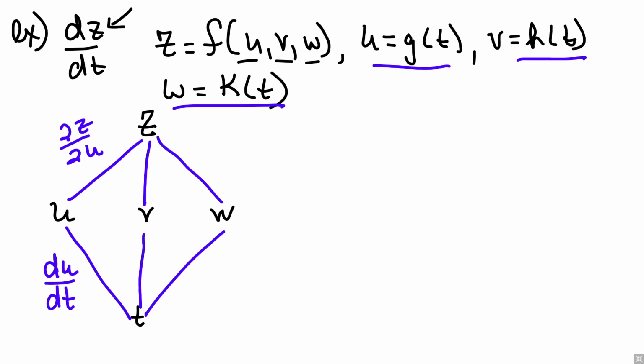Next, if I'm going from z to v, I'm going to do the partial of z with respect to v. Then when I go from v to t, I'm going to take the derivative of v with respect to t. And the last thing is the outside on the right side. Going from z to w, it's the partial of z with respect to w. From w to t, I'm going to do the derivative of w with respect to t.